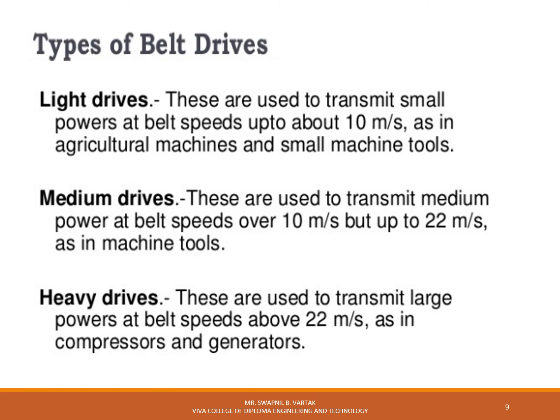Medium drive: they are used to transmit medium power at belt speed over 10 meter per second but up to 22 meter per second, as in machine tools. Heavy drive: these are used to transmit large power at belt speed above 22 meters per second, as in compressors and generators.